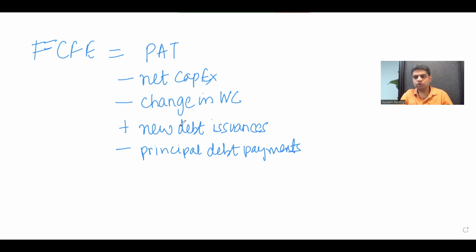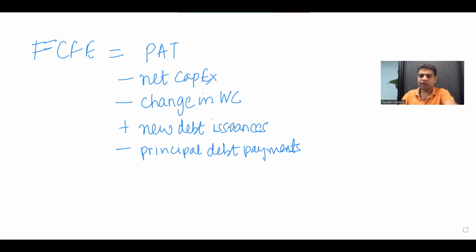And why do you need to net off debt payments? Because remember I said equity holders are the last in line. So any cash flow that would accrue to equity holders would be post payments to your debt holders. पहले उधार जिनसे उधारी ली है उनको पैसा दे दो, उसके बाद जो बचेगा वो इक्विटी के पास आता है, इक्विटी होल्डर्स के पास आता है.